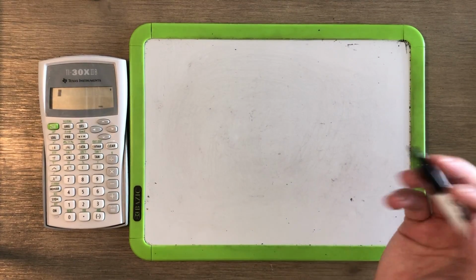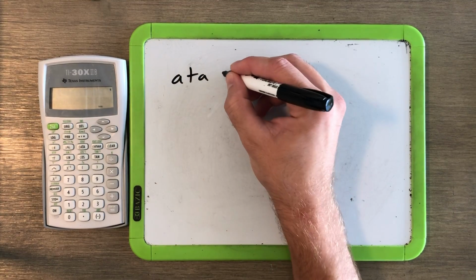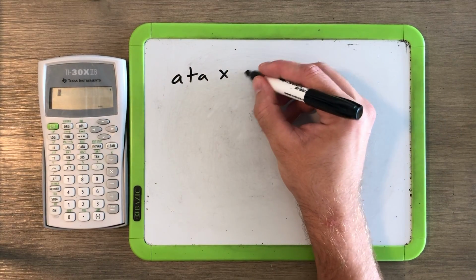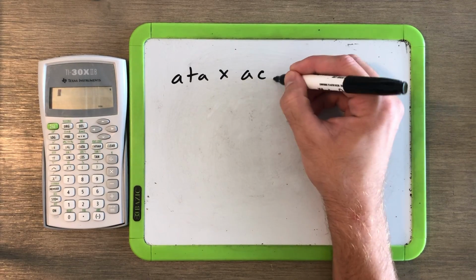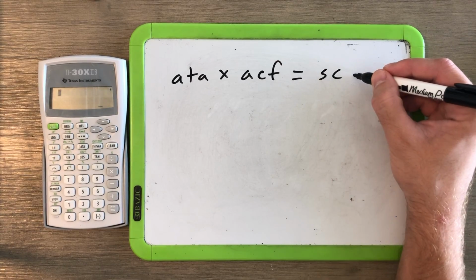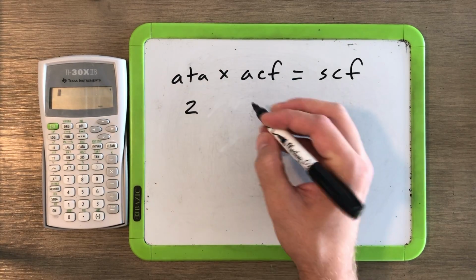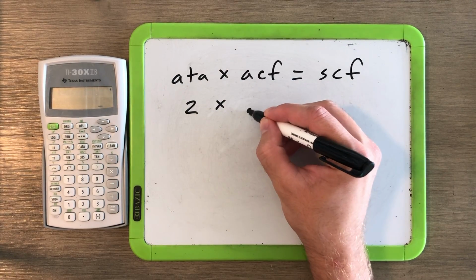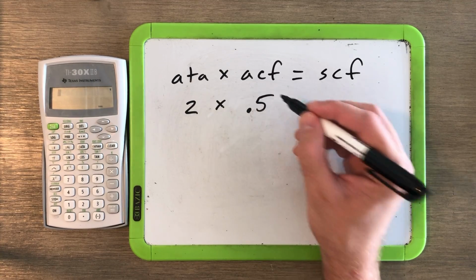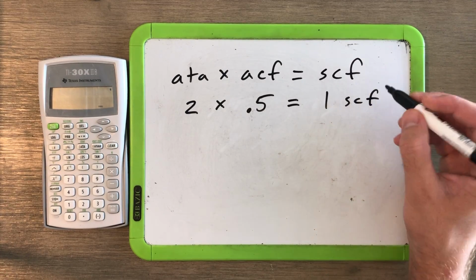All right, vice versa, if we wanted to go the opposite direction, we would take our ATAs and multiply that by our ACF. Keep saying that, my bad. It's going to give us our standard cubic feet. We'll do the same type of thing we were talking about earlier. So if we're at 2 ATAs and we have 0.5 actual cubic feet on bottom, that's going to be equivalent to 1 standard cubic foot of air.